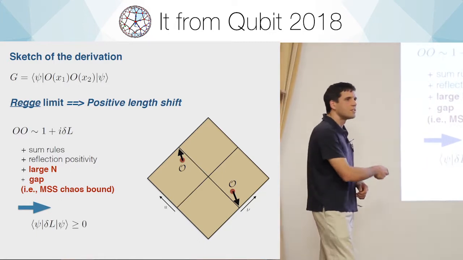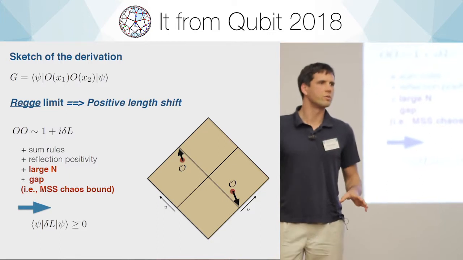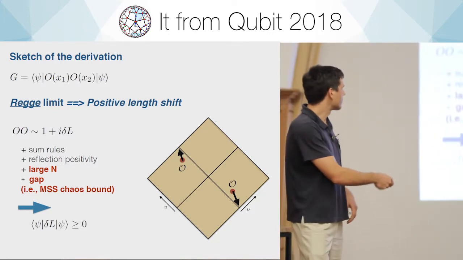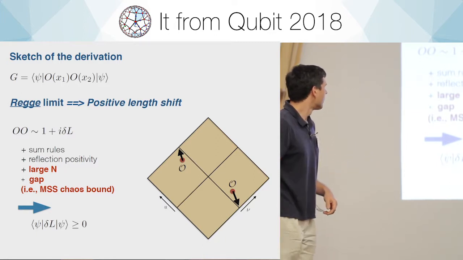The argument in this case is exactly the argument of the chaos bound, where you think of this Rindler space as a thermal system. So this is exactly chaos.